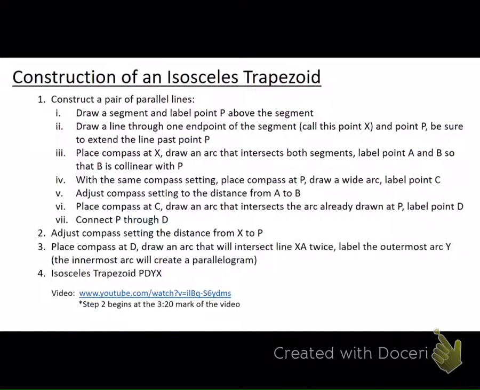Okay, from there, this here is point C, where it intersected. I'm going to call that point C. I'm going to put my compass at C and draw an intersection of the arc drawn at P. So we're going to draw, make sure it intersects that arc there, and we're going to call that point D.